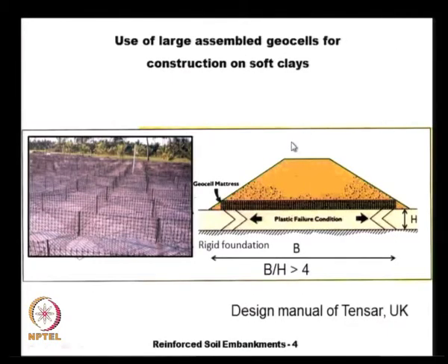And this concept can be explained like this. Let us say that we have an embankment that is resting on a Geocell mattress like this, and we have a thin soft clay layer, and we have a rigid foundation at the bottom of the clay layer, and the plastic failure condition is more similar to squeezing of the clay between two rough rigid platens.